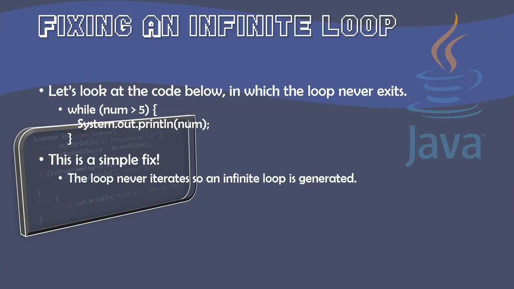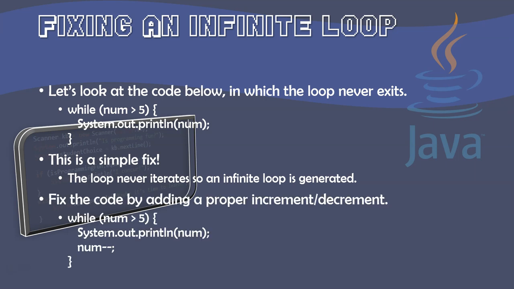Well, it's a relatively simple fix. The loop never iterates, so an infinite loop has been generated. There are times when we want infinite loops, but if you find yourself with a loop which doesn't exit, the first thing to check is that you are iterating that loop. Make sure that you are creating conditions for that loop to exit. So we're going to fix this code by adding a proper increment or decrement statement, depending on how our variables are set up. This is just one example.